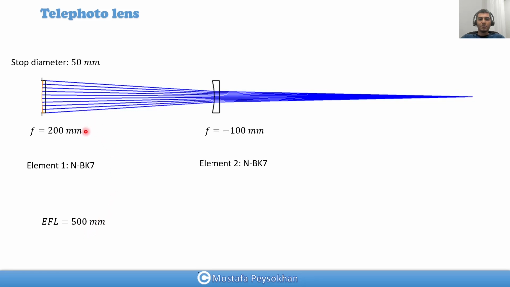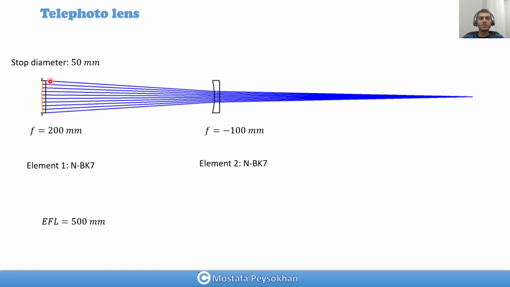So for this system, we have two lens elements. Element 1's material is N-BK7, a very well-known material for optical systems. Element 2 is N-BK7 again, and the focal length of the first element is 200 millimeter. The focal length of the second element is negative 100 millimeter, which means that it's a negative lens. This is a positive, or convex, lens. This one is a concave lens.